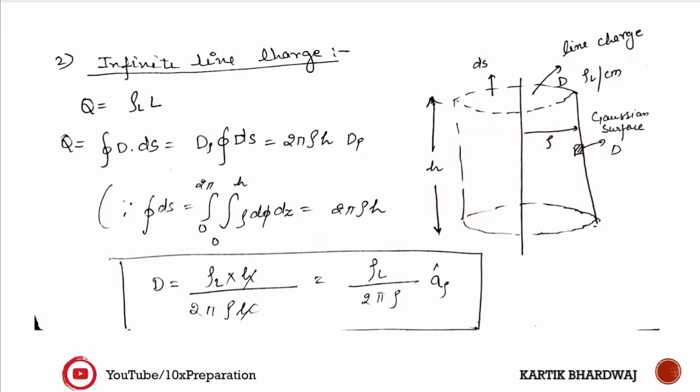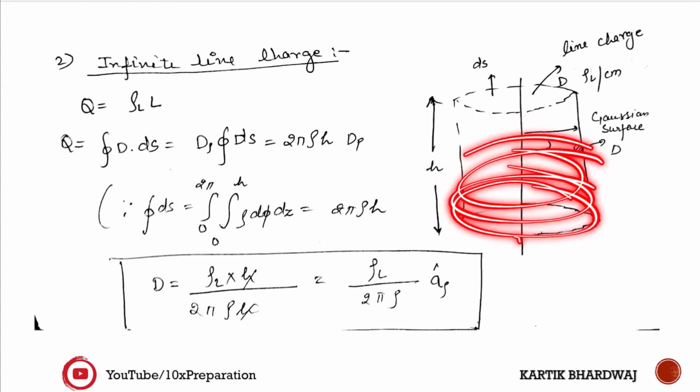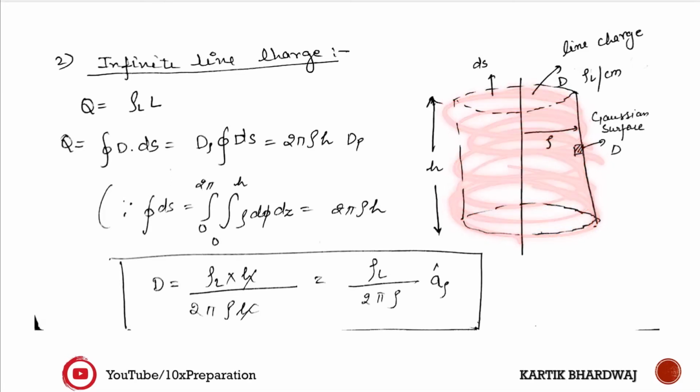If you see this, D appears to go around the wire in 360 degrees. From every point you will see cylindrical shapes forming, so you have to consider a cylindrical surface around this wire. This will give you a better idea. The Gaussian surface may be any surface, but it should be such that D is constant.